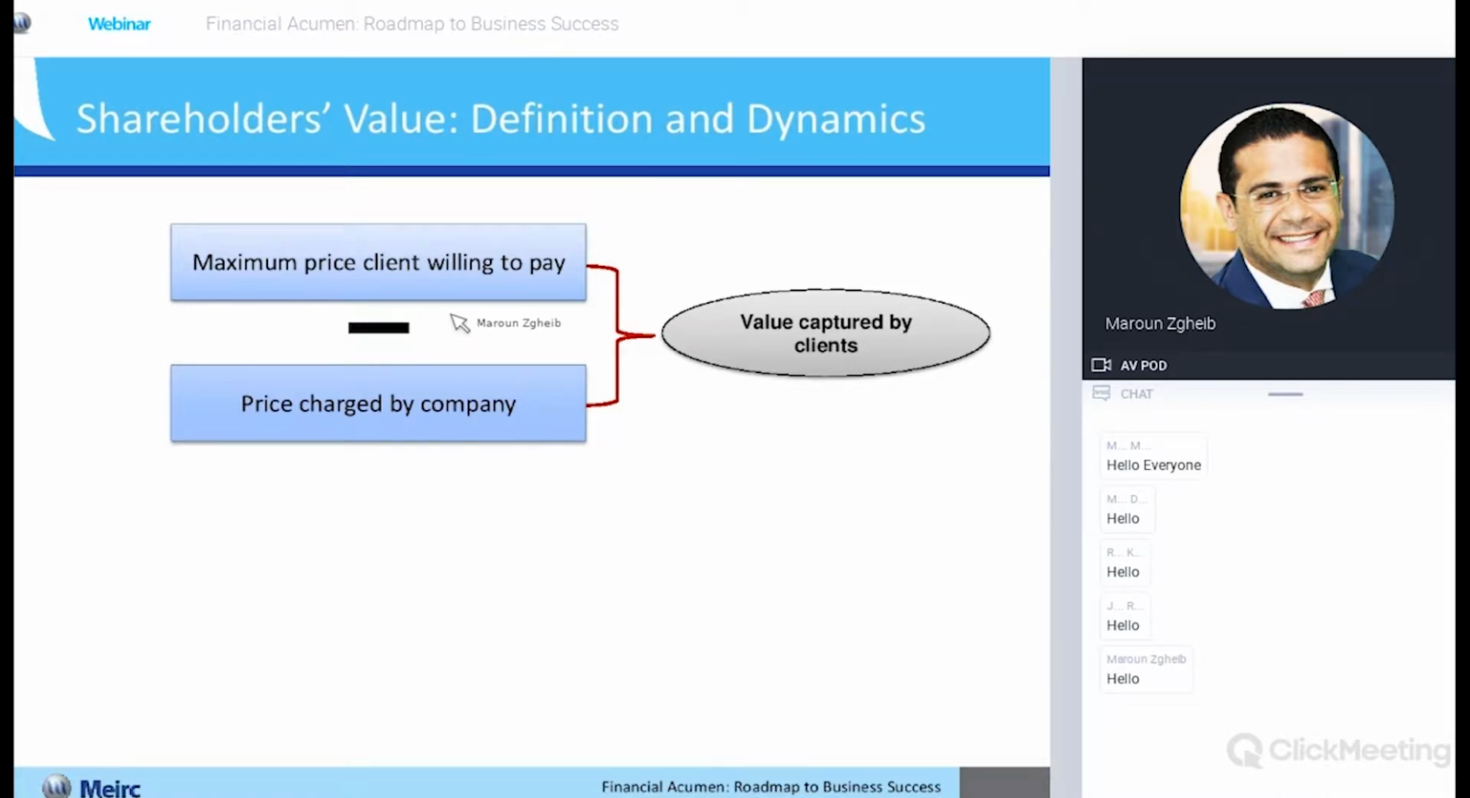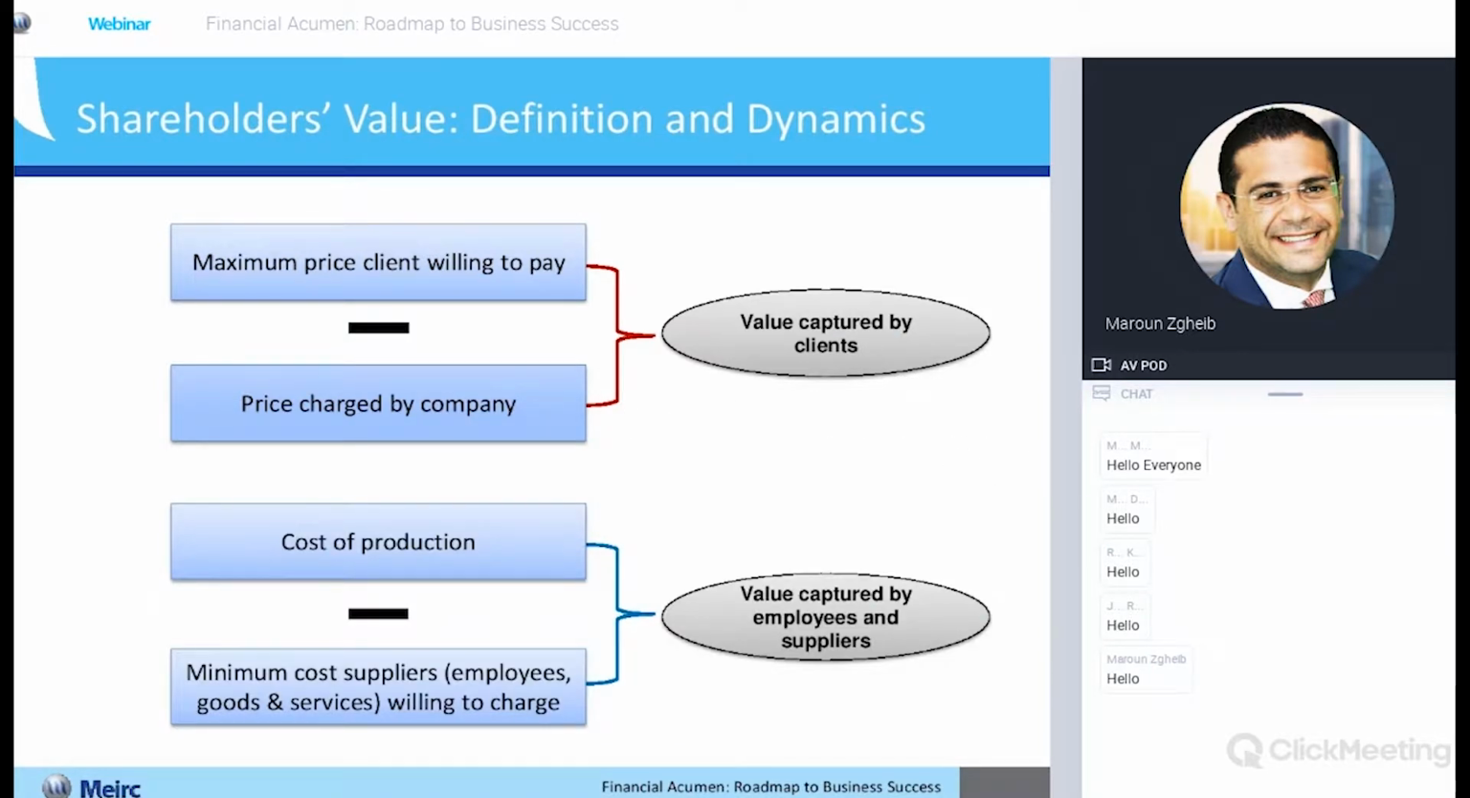The definition of value that he presented is that value is basically segregated into three types. First, we have the value that is captured by the clients. So the maximum price a client is willing to pay minus the price that is charged by the company is the value captured by the client. For example, if you are willing to pay 4,000 dirhams for an iPhone, but in fact you are buying it for 3,000 dirhams, the difference between the price charged by Apple, which is 3,000, and the maximum price you are willing to pay, the 4,000, that's the value captured by the client.